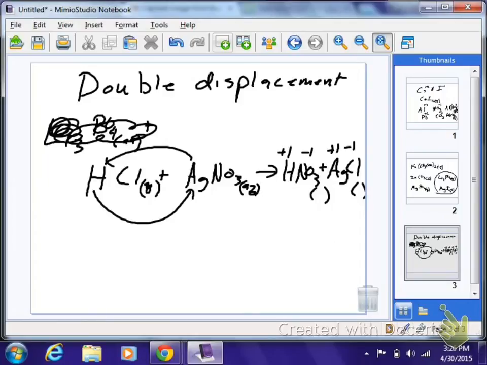So one's a solid. Which one's a solid? HNO3 or AgCl? AgCl. Yep. So that's where you would write it, S. And then this one you would write what? AQ. And you have done a double displacement reaction. That's all you do. You just double switch the first one, make sure the charge is balanced, look them up. And now if both of these are AQ, do we have a chemical reaction? No. If you don't have a solid form, they're both AQ, there's no chemical reaction happening.